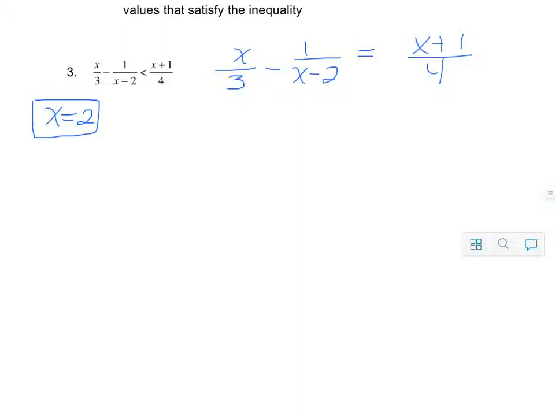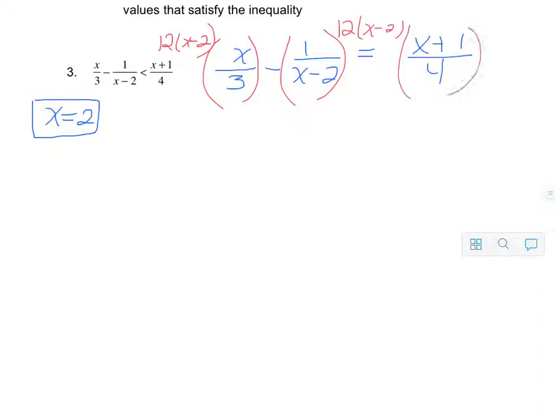Because I have fractions equal to a fraction, I'm going to do what's called the LCD method. So I'm going to multiply everybody by the LCD to get rid of all those denominators. The LCD for 3 and 4 would be 12, and then I'd have to use x minus 2 to get rid of it. So I'm going to use 12 times x minus 2. Each term is going to get multiplied by 12 times x minus 2.